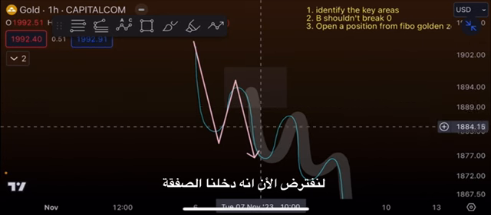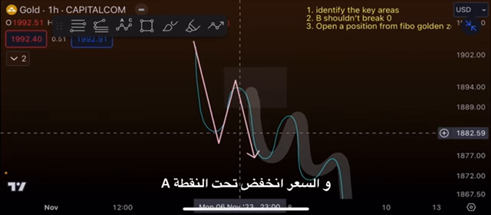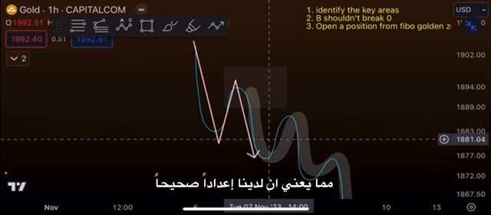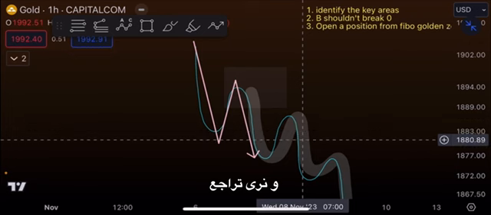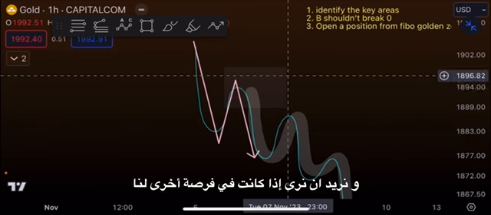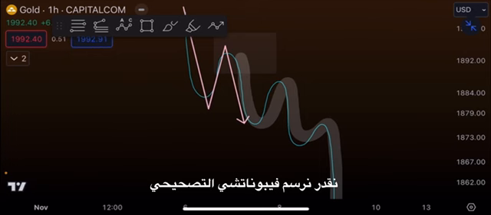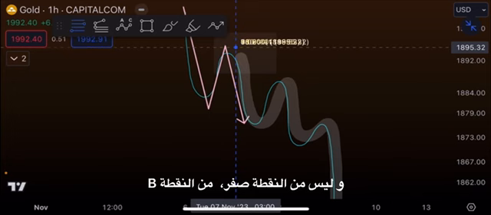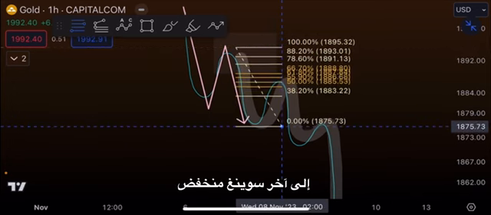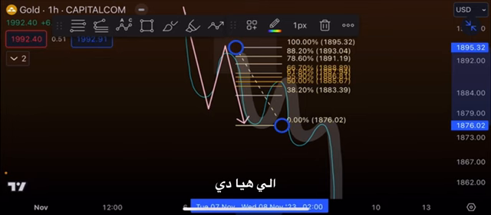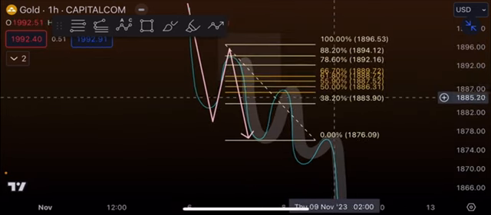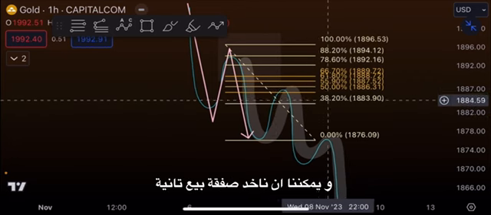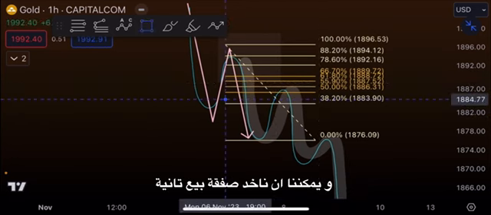Once we have entered the trade and we saw price broke above point A, which means that we have a valid setup. And if we see a pullback and we want to check if there's a chance for us to enter, we can draw Fibo from point B, not point 0, from point B to the latest swing low, which is this one right here. And we can see that price reached also our golden zone, so we can place a second sell position.